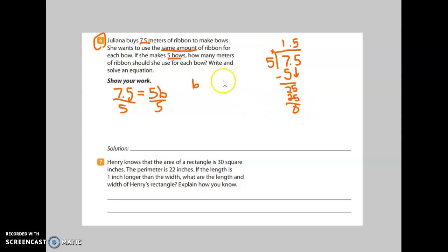So how many meters of ribbon does she use for each bow? She should use 1.5 meters per bow.